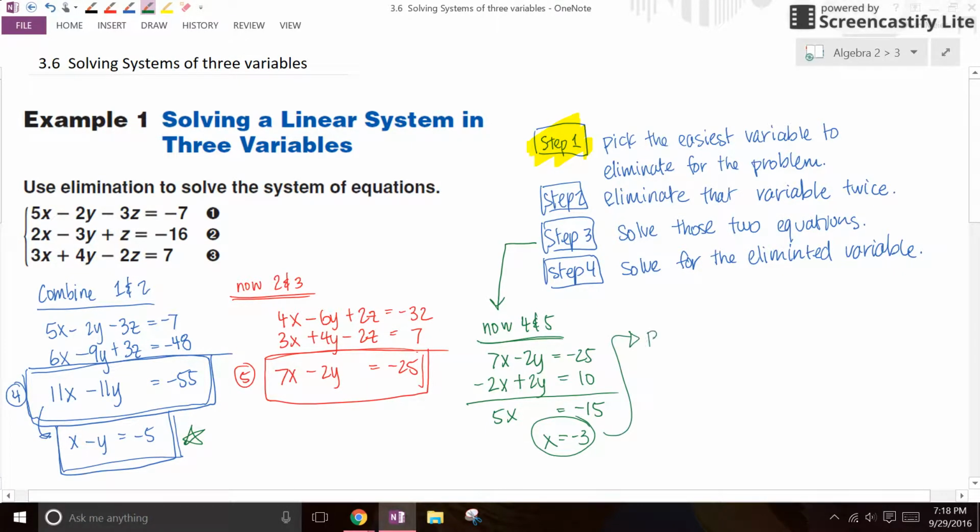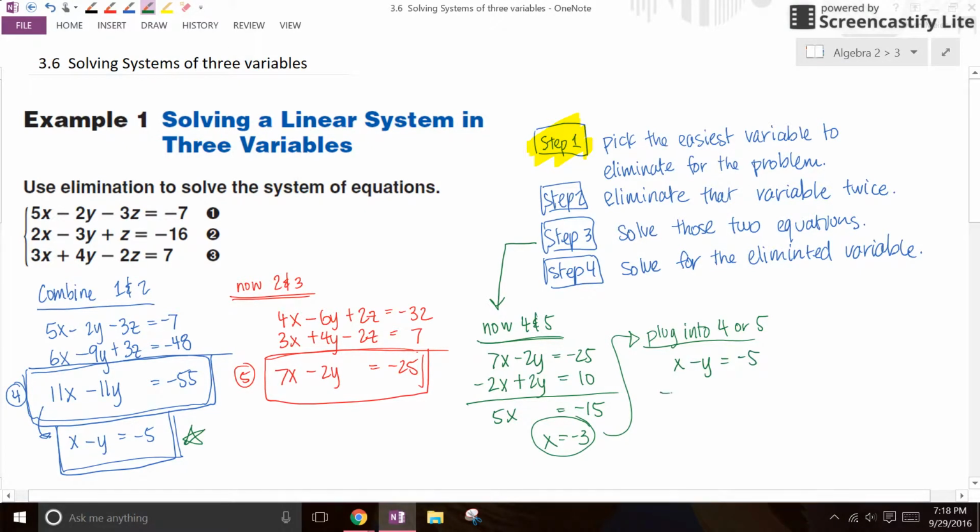So now I will plug into 4 or 5, right? You don't have to use these numbers 1, 2, 3, 4, 5. You don't have to use those all the time. I'm just doing that so you know where I'm going. I'm going to plug it into 4, which was x minus y equals -5.